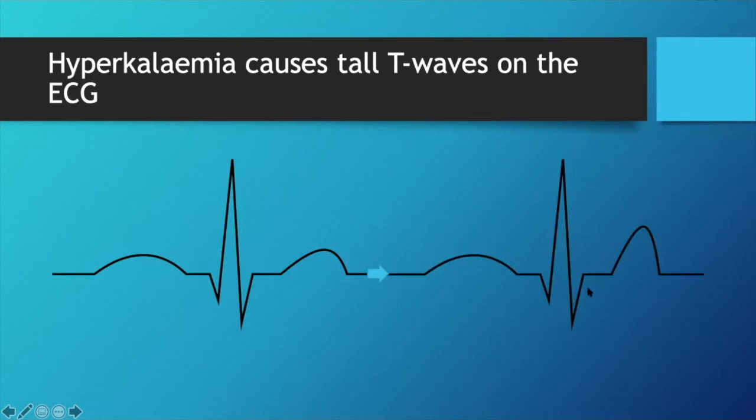So basically, as I said, the T wave is going to increase in size because there's more potassium to cross, hence it's going to become taller. What happens if I increase the potassium even further? What's the next sign of hyperkalemia?